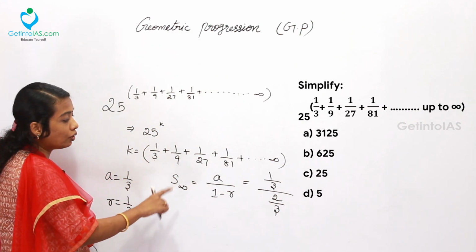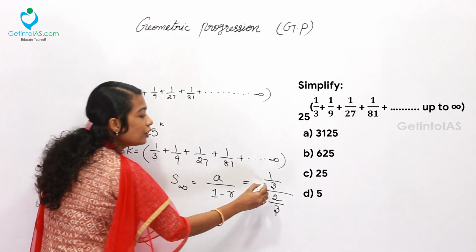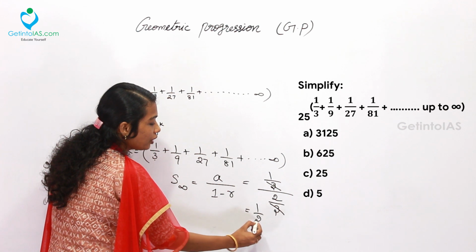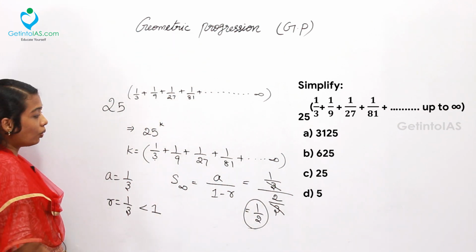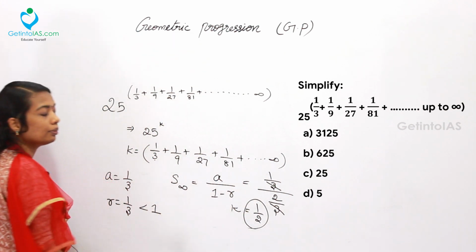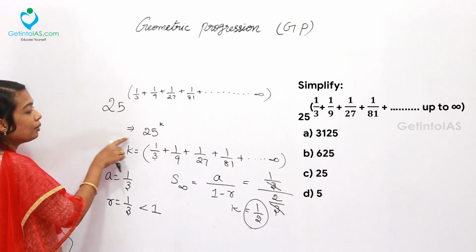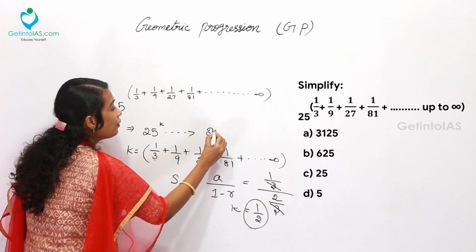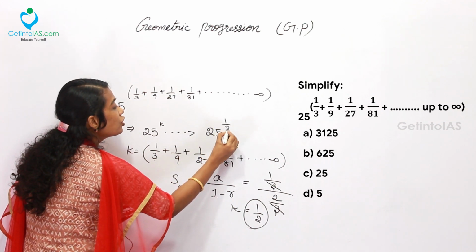Directly I have taken. Now finally, what is the result? Denominator with denominator cancel. Write down the numerator part together. So 1 by 2. K is 1 by 2. So simply you can make what is 25 power k, which is 25 power 1 by 2.